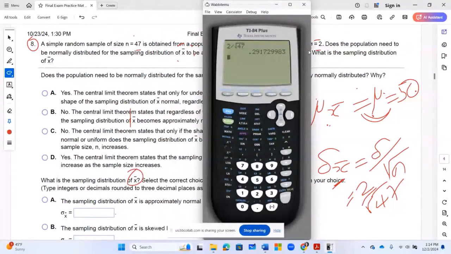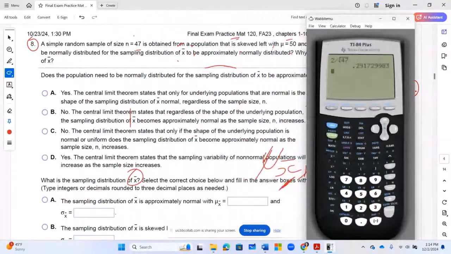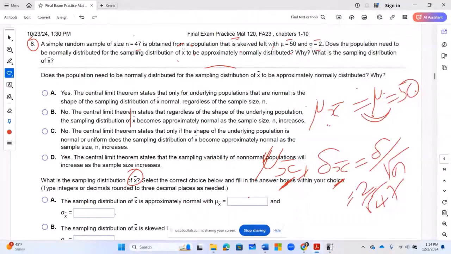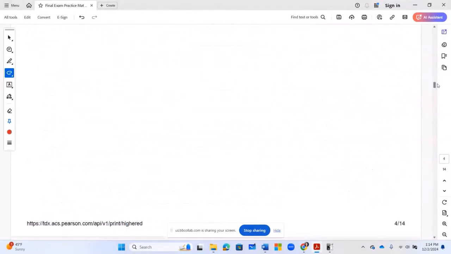So you just put in the sampling distribution of the mean is 50 right here. And you make sure you look at the points, put whatever your answer is here. Okay, so that's number 8. Let me see if they asked us more questions here. Number 8, is that it?